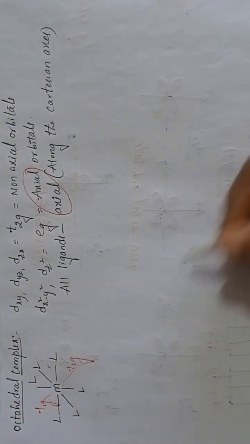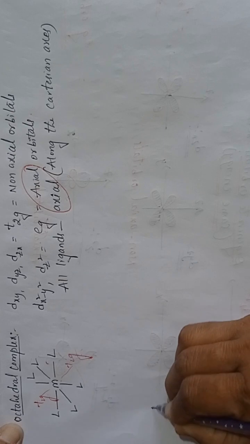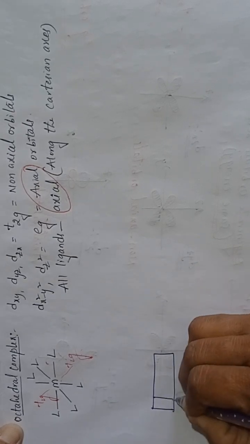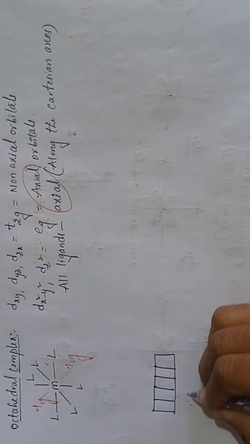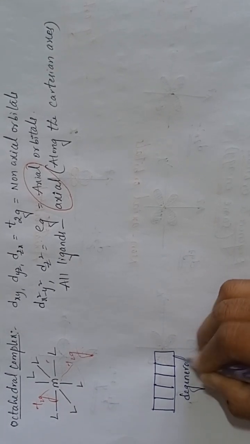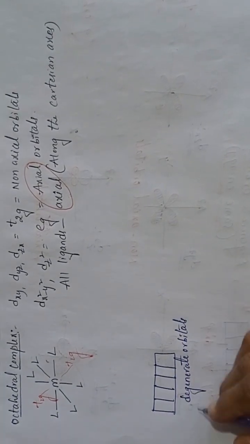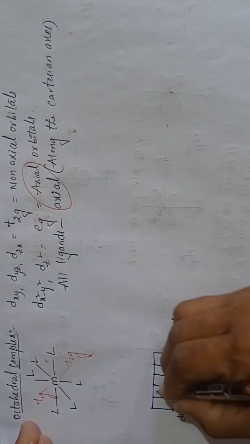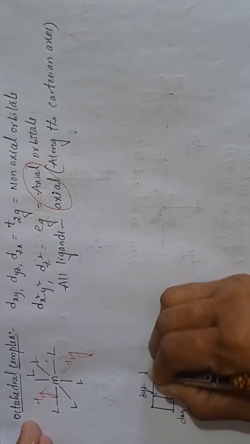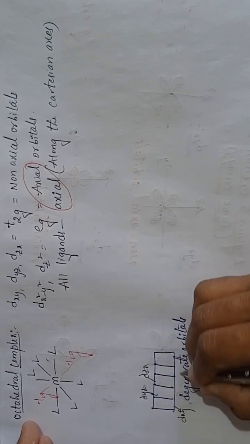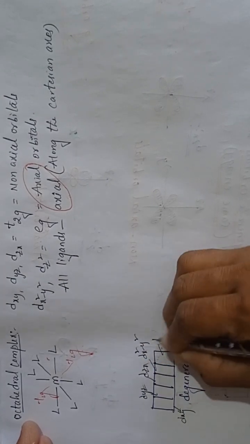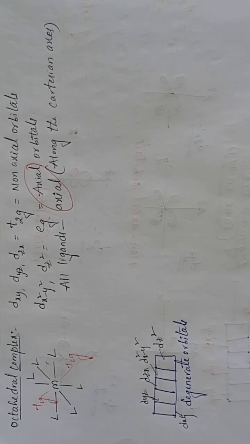Now here, I will show you the total 5 d orbitals. These are the 5 degenerate orbitals, students. Degenerate orbitals are nothing but orbitals that have the same energy. These degenerate orbitals are named dxy, dyz, dzx, next dx square minus y square, and dz square. Total 5 orbitals. These are named as the degenerate orbitals of the central metal atom.